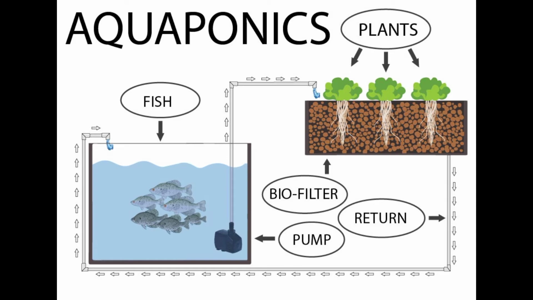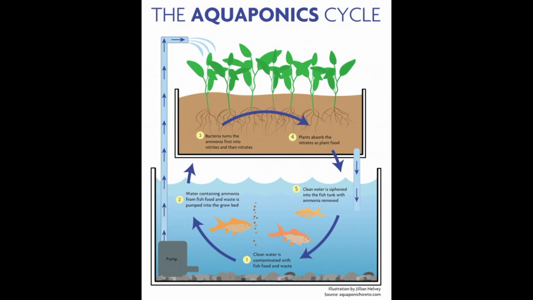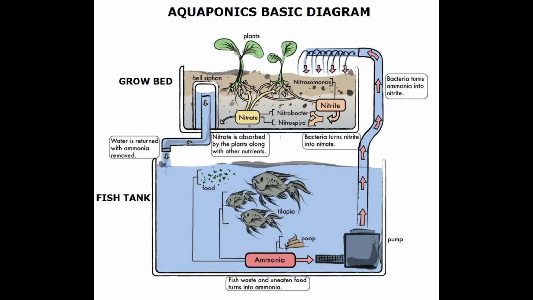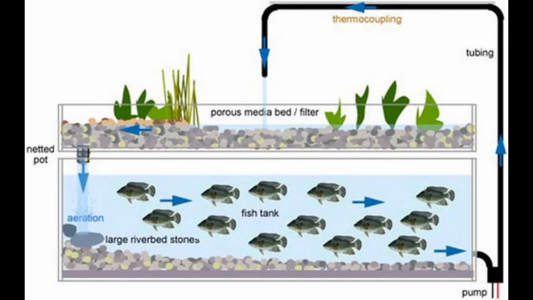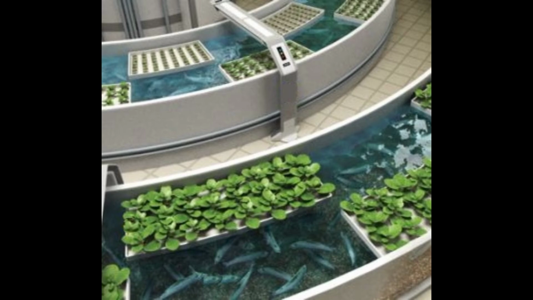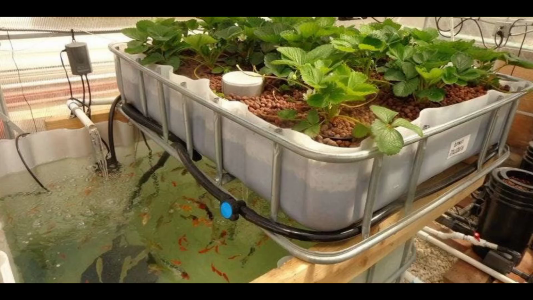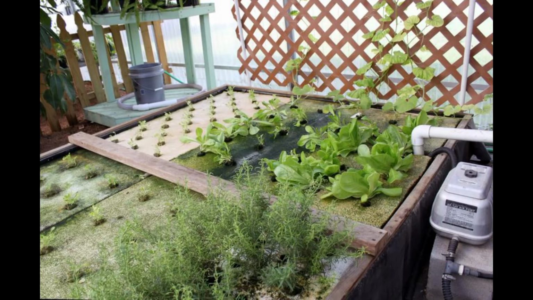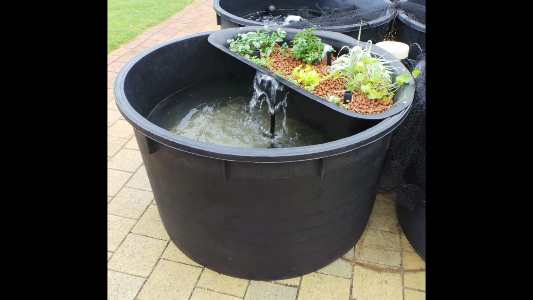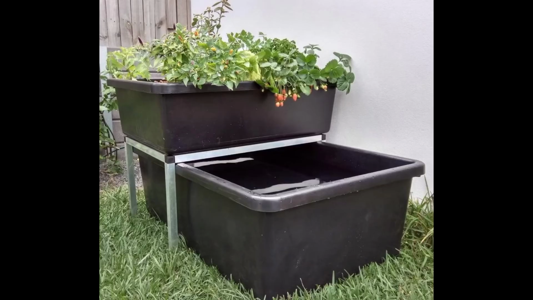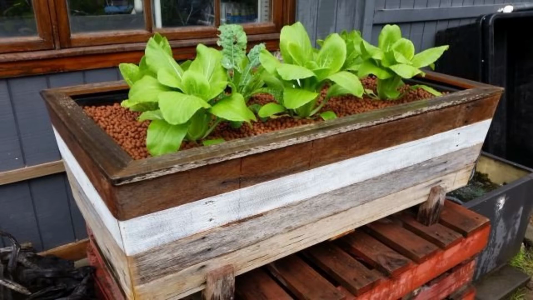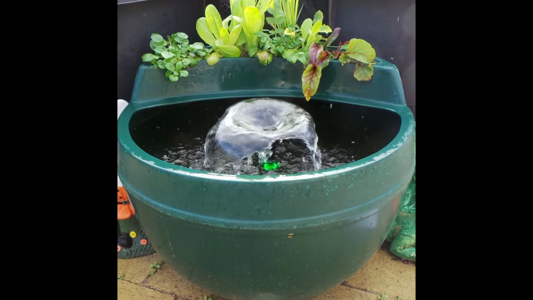Aquaponics. The term aquaponics is coined by combining two words, aquaculture, which refers to fish farming, and hydroponics, the technique of growing plants without soil. Aquaponics takes hydroponics one step further by integrating the production of terrestrial plants with the production of aquatic organisms in a closed loop system that mimics nature.